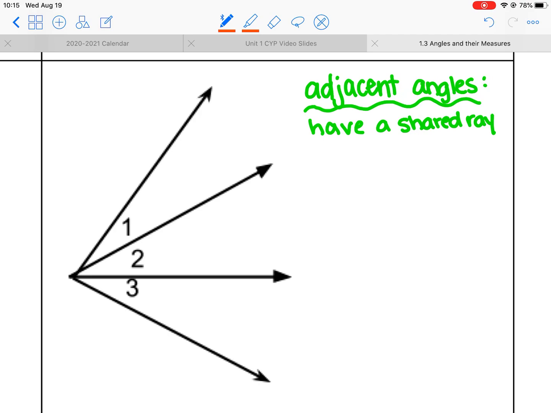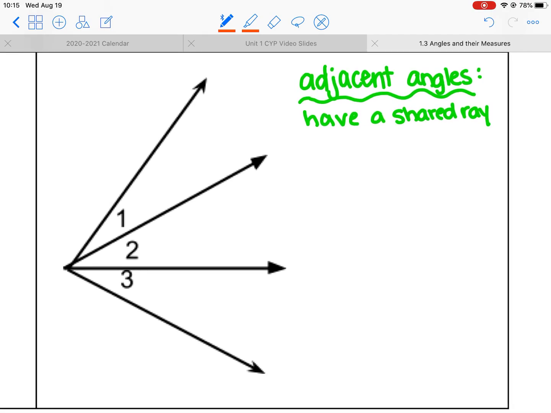So the next thing we're going to talk about are adjacent angles, and adjacent angles have a shared ray. So we don't have any names for the points here, we only have numbers to label each angle. So if we are talking about a shared ray, that means that there is a ray between them. So if I look at this one going from the vertex and out through this direction that I've marked in orange, the angles that are adjacent on that ray are angle 1 and angle 2. So I would say that angle 1 is adjacent, and I'm going to abbreviate that as ADJ. Angle 1 is adjacent to angle 2.